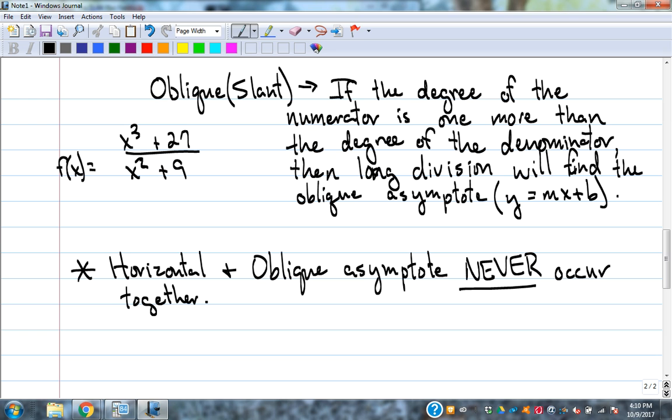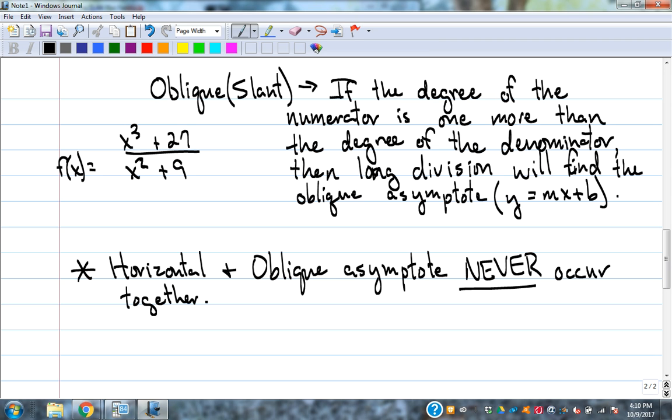And the cases make sense for why they would never occur together, because if the degrees are the same, then it has to be a horizontal. If the degree of the top is smaller than the bottom, it has to be a horizontal. The only time an oblique occurs is if the degree of the top is one more than the degree of the bottom. Yes, sir. So it's always one or the other?